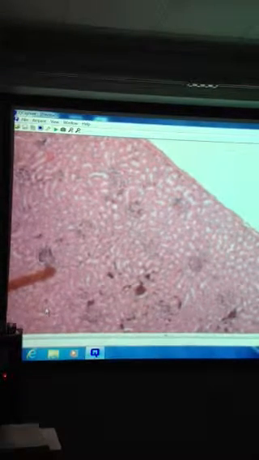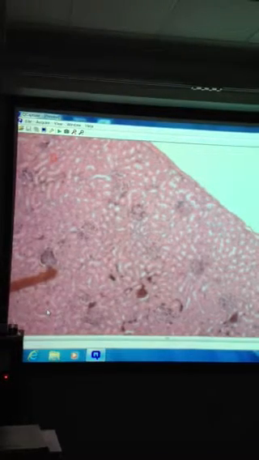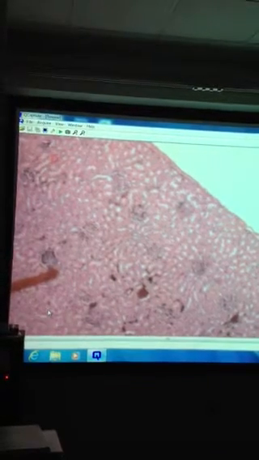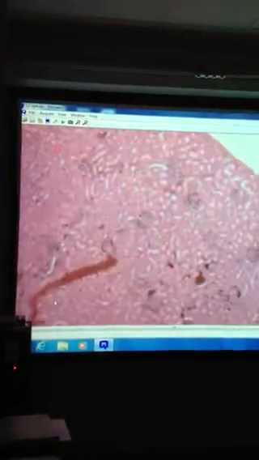But there's a capsule around the glomerulus, is that what you said? There's a capsule around the glomerulus. Let's zero in on one of those. Oh, that's in the urinary tract.